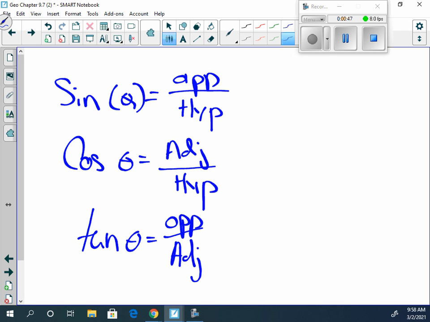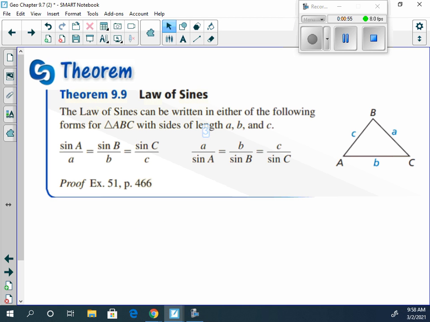But there's lots and lots of triangles that are not going to be a right triangle, because we can deal with other angles than having one restricted at 90 degrees. So one of the theorems that we have is law of sines. Now there's two main ways that this formula is set up.